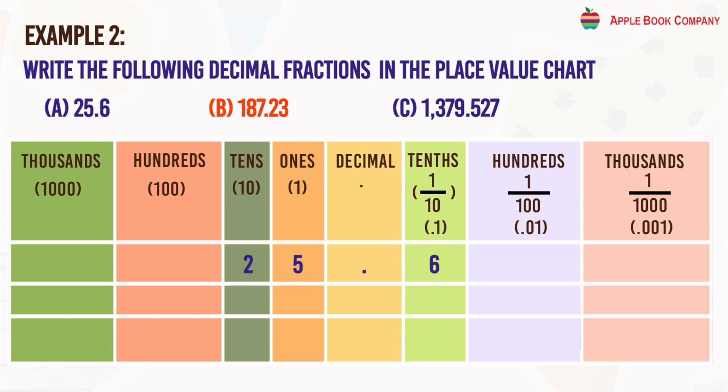B, 187.23. 1 in hundreds, 8 in tens, 7 in ones, and put a point, 2 in tenths, 3 in hundredths. C, 1379.527. Put 9 in ones, 7 in tens, 3 in hundreds, 1 in thousands. Put a point and write down 5 in tenths, 2 in hundredths, 7 in thousandths.